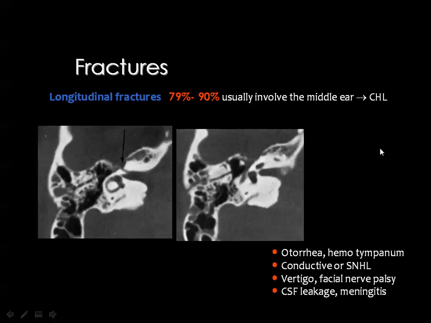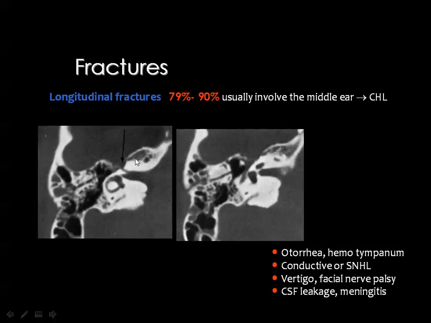And the sequelae of trauma may result in otorrhea or hemorrhage inside the tympanic cavity, conductive or sensorineural hearing loss depending on the part of the ear involved, vertigo and facial nerve palsy if the facial nerve canal is involved, CSF leakage and meningitis. These are the complications.